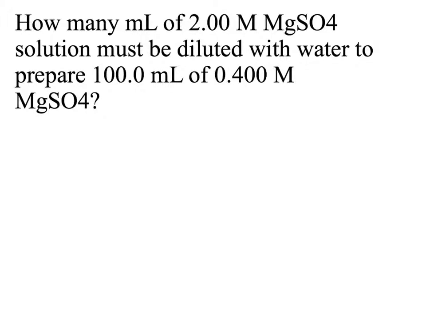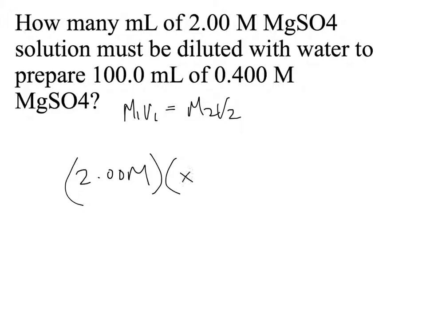Okay, here's just another example. It wants to know how many mils of a 2 molar magnesium sulfate solution must be diluted with water to prepare 100 mils of a 0.4 molar magnesium sulfate solution. So once again, it's really just the same thing. Formula M1V1 equals M2V2. And so let's just call the initial molarity 2.00 M. And it doesn't even matter which one you call the 1 and 2, because it's an equality. It works out the same regardless. I don't know how many mils, I don't know the volume, so I'm going to call that my X. My other molarity is 0.400 molar. And then my other volume is 100 mils.